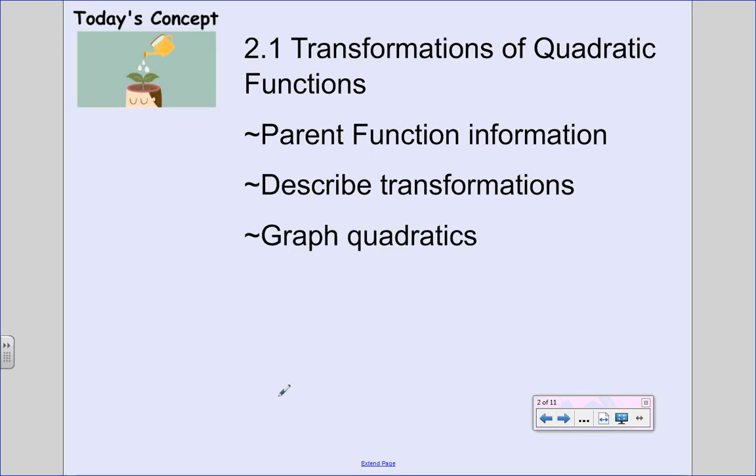All right, so today you're going to learn about transformations of quadratic functions. We're going to fill out our little half sheet about the parent function for a quadratic, and then we'll do some examples of how you describe and graph quadratics. This is Chapter 2, Section 1.